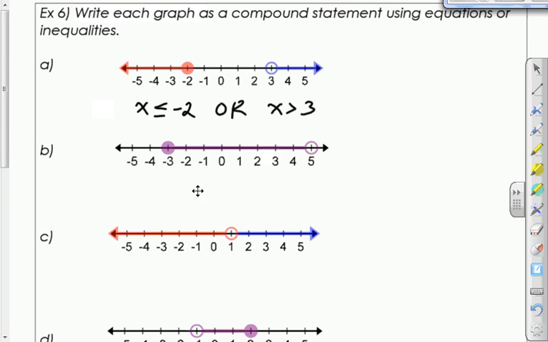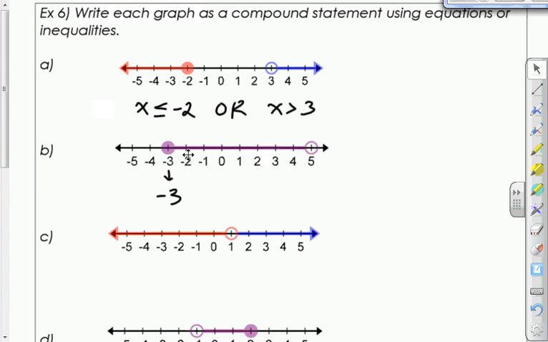Let's look at B. So notice in B, we have two boundaries. There's no arrows here. That means that we have a beginning and an end to our set of solutions. So let's start with the left boundary. The left boundary is negative 3, and it's been included in the solution set.